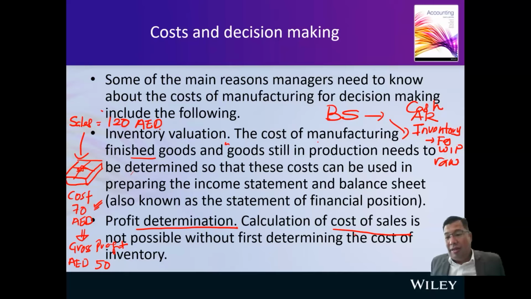Okay. They sold to me at 120, so they must know the price. They must know the cost. For example, the cost is 70. So by knowing the cost, they will be able to determine the profit. So that is reason number two.